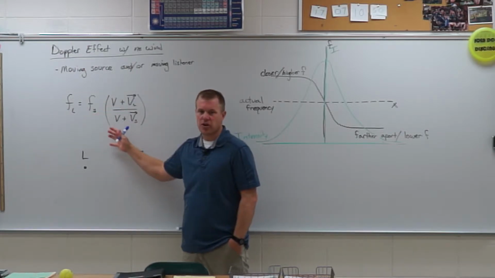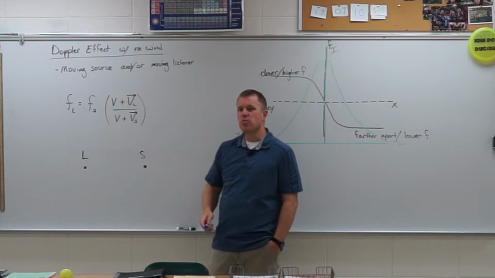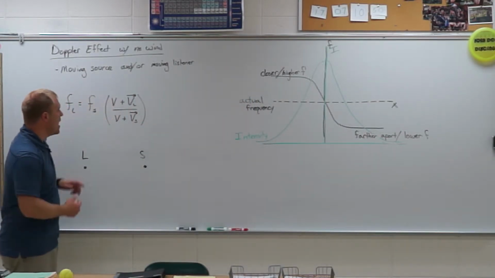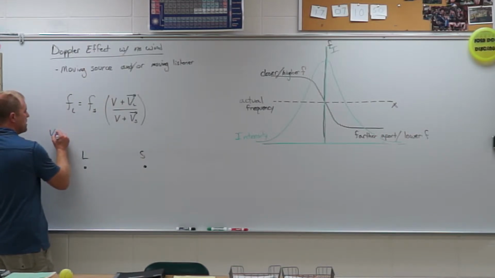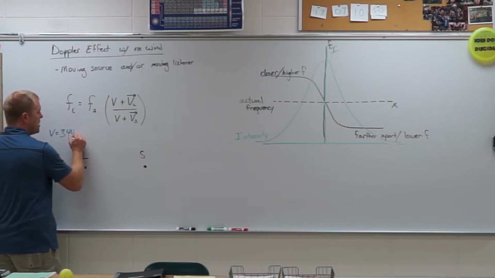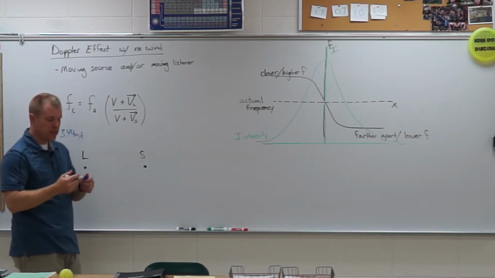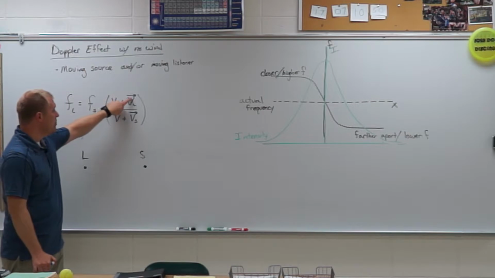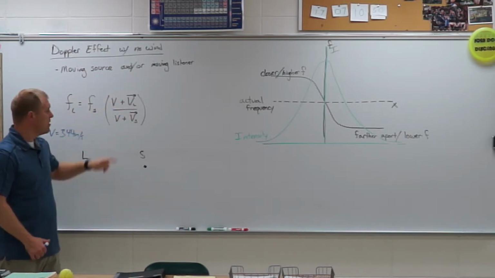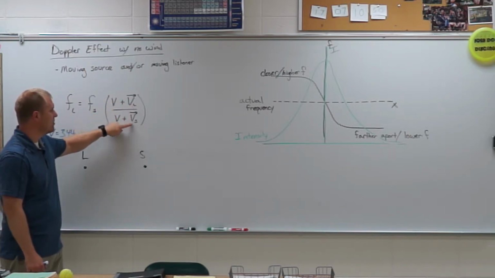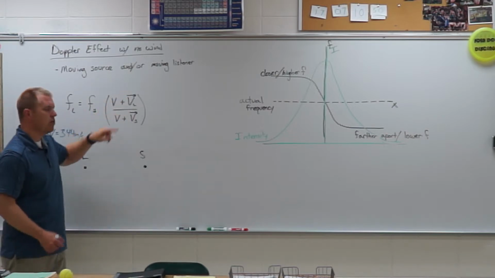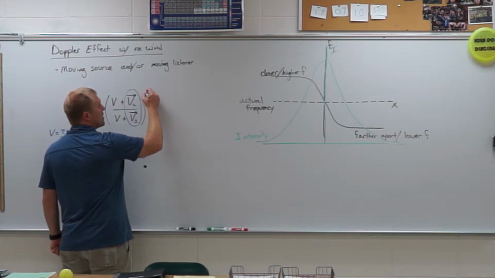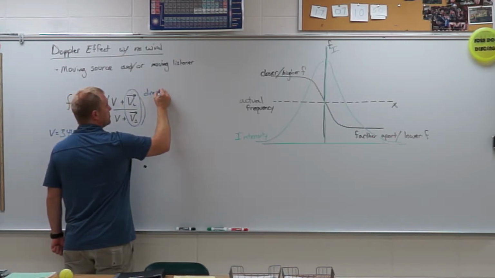times this term. Now, this term has a few parts to it. One of those parts is this V, and that V stands for the speed of sound. 344 meters per second is the value we are going to use. It's just the speed. It doesn't care about direction. But notice that both the velocity of the listener and the velocity of the source have arrows, so we do care about their directions. These are vectors, so they do have direction.